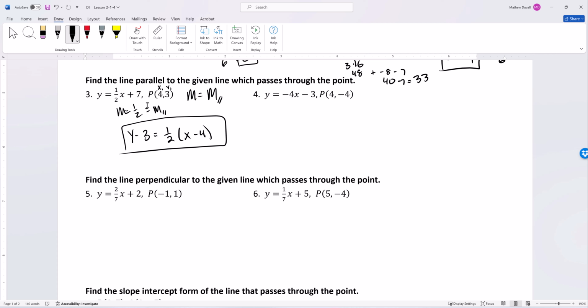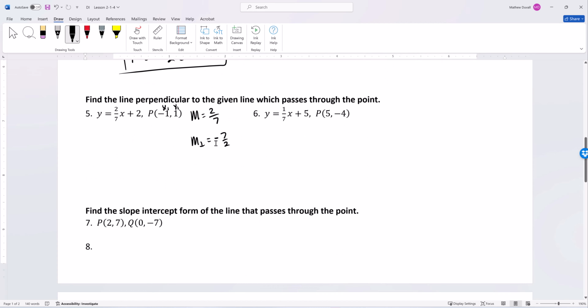Now perpendicular, that means that your slope is the opposite reciprocal. So for your perpendicular slope, opposite means you add a negative to it. So since it was positive, now it's negative. Reciprocal means it gets flipped. And then you use the same process as above. You have your x1, you have your y1, and then you need to find the line.